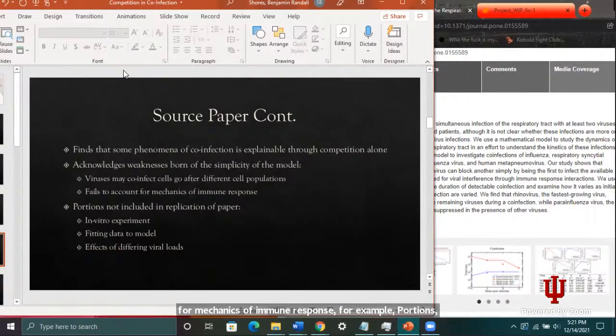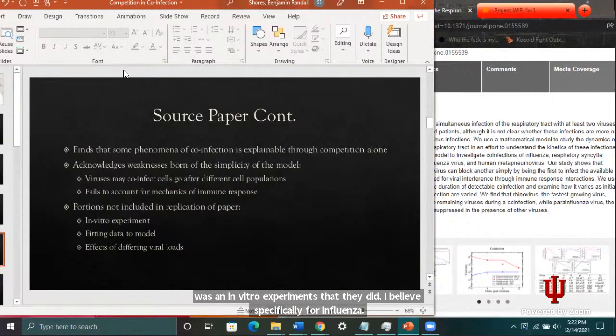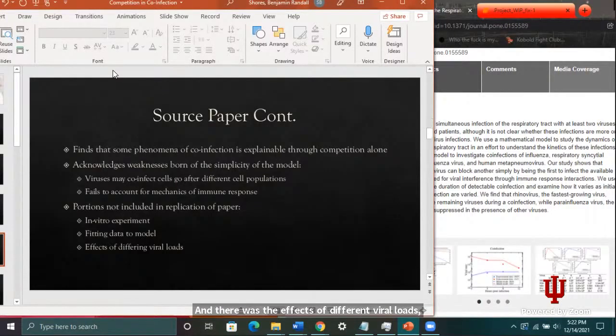Portions that were in the paper that were not in the replication: there was an in vitro experiment that they did, I believe specifically for influenza. Obviously, that is not something that I have the resources to replicate. There was also a portion on fitting their data to the model, which I did not gain access to. And there was the effects of differing viral loads, which was simply just not replicated.